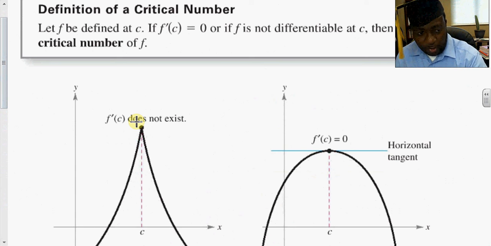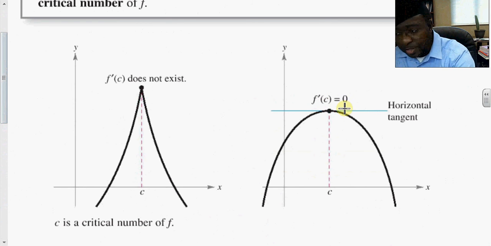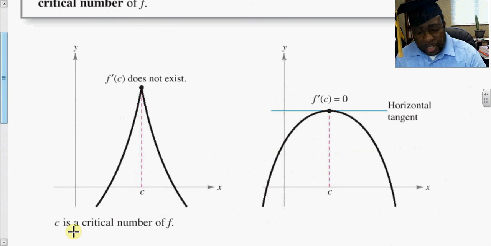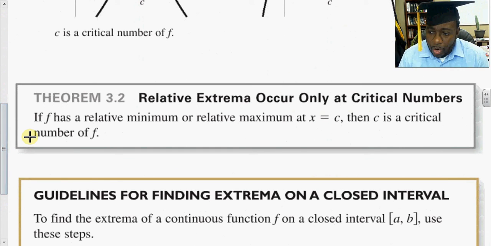For this first graph, there's a spike there, right? Here, f prime of c is equal to 0, which always means you have a horizontal tangent, so the curve is cresting out. C is said to be a critical number if f prime of c does not exist, or if f prime of c is equal to 0, one or the other. So the relative extrema occur only at critical numbers. If f has a relative extrema at x equal to c, then c is called a critical number.